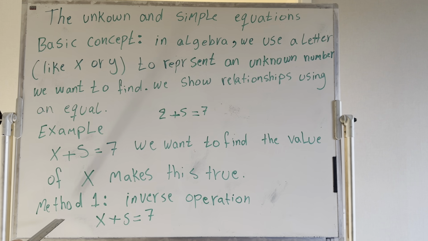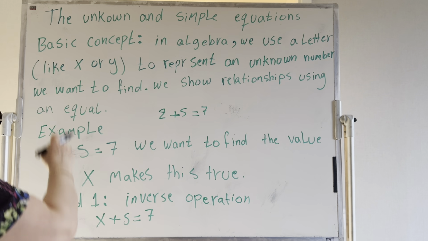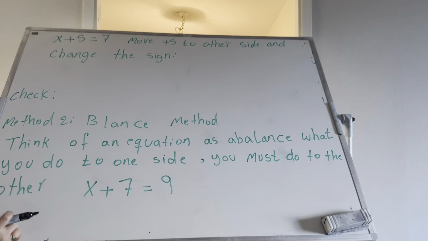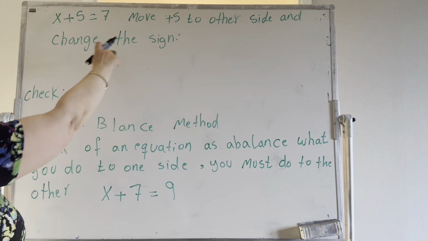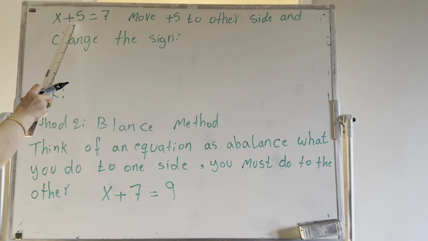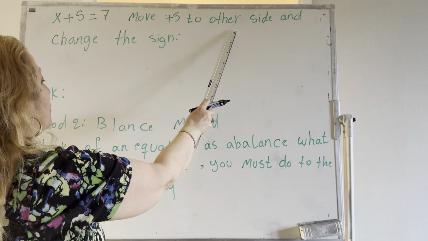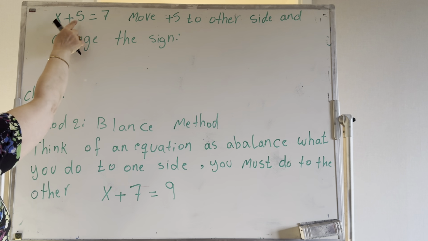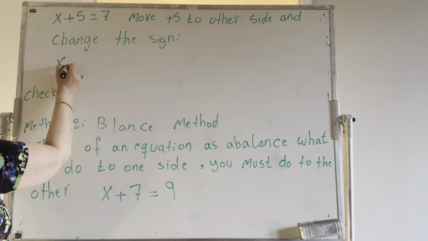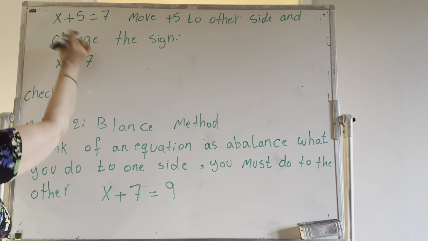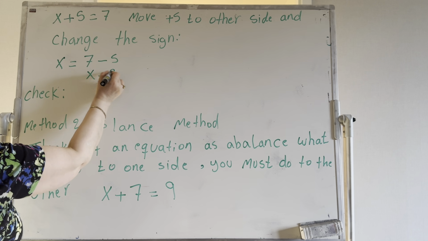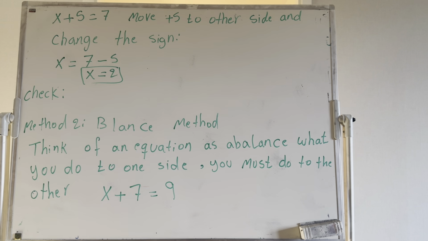The second method, inverse operation. X plus 5 equals 7. If I move plus 5 to the other side and change the sign, x equals 7, and it will be minus instead of plus, 7 minus 5, and x equals 2. This is the second method.